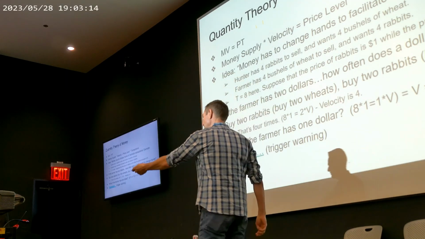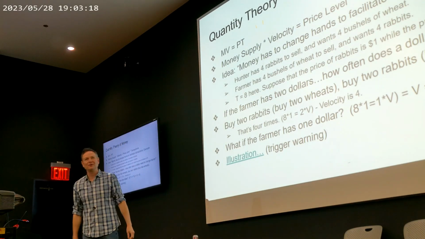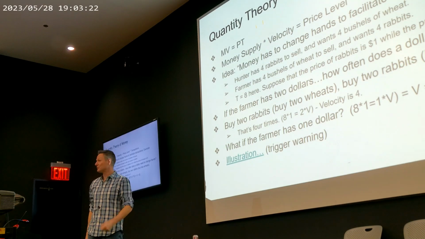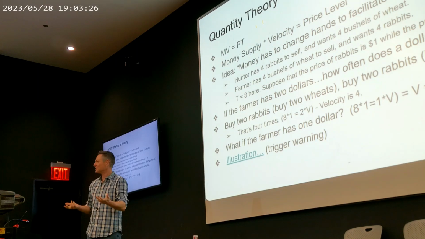So the farmer says, here you go, hunter. I'll give you $2 for those 2 rabbits. The hunter says, thank you very much. Oh, farmer, may I buy 2 bushels of wheat from you? Oh, here's $2, right? Works out nicely.